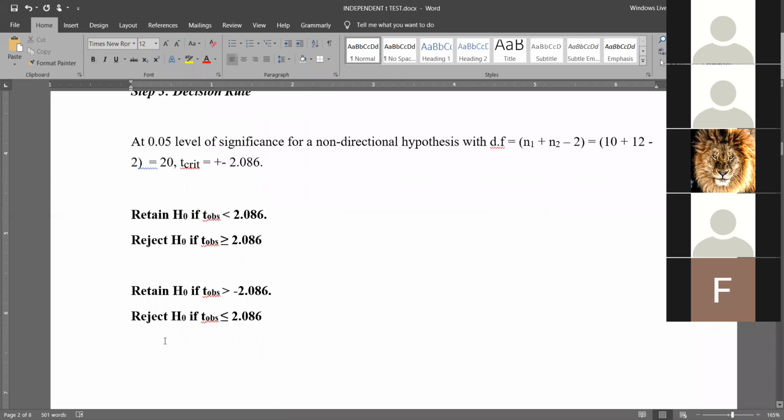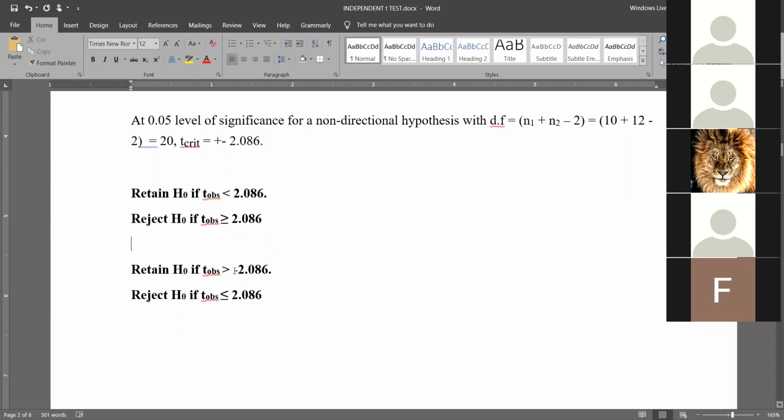In situations whereby our value is negative, then when T observed is greater than negative 2.086, we are supposed to retain H0. And when it is less than or equal to negative 2.086, we reject.